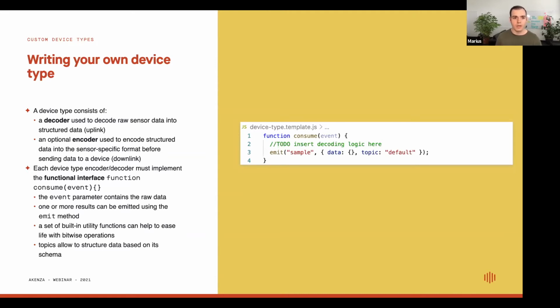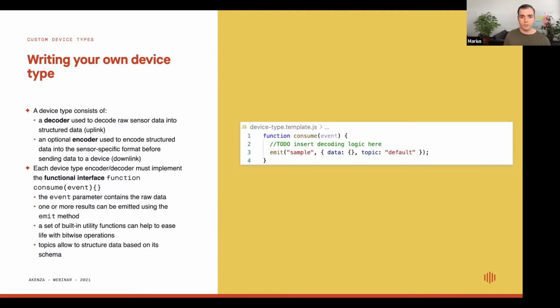Each device type must implement an encoder and decoder using the functional interface from AKANSA. On the right-hand side, you see the bare structure of such a function. It's written in JavaScript. You see that you have to implement the function consume, which has a parameter event. In this event parameter, the raw sensor data will be present. In the function body, then the decoding logic needs to be implemented. And as a third step, one or multiple samples, meaning data points, need to be emitted.